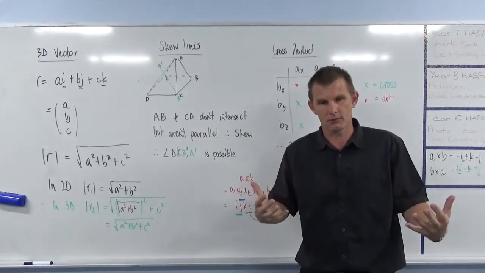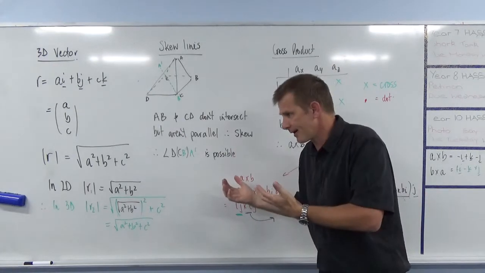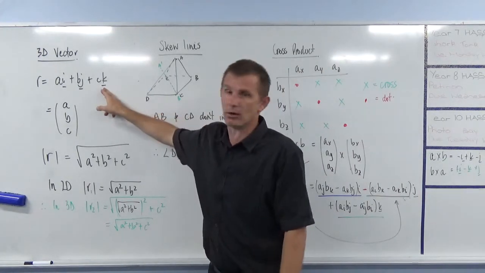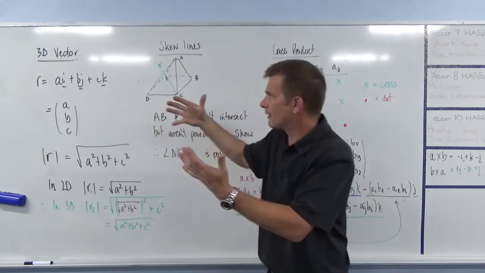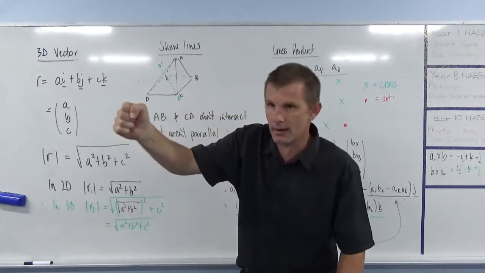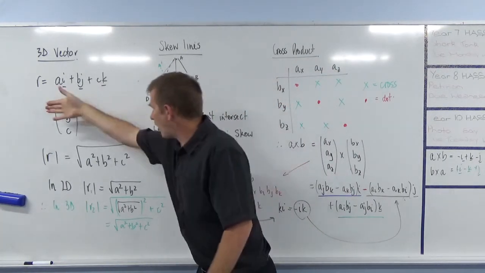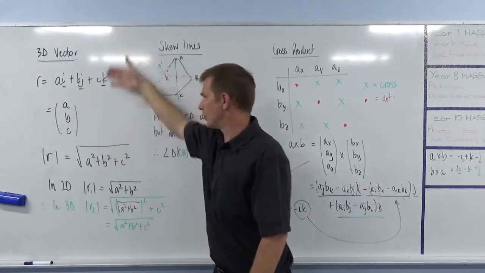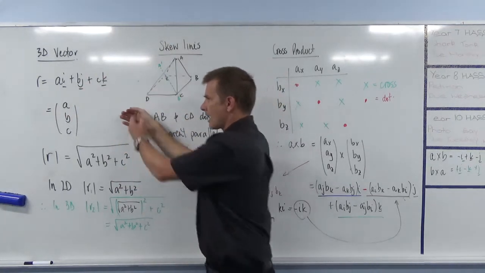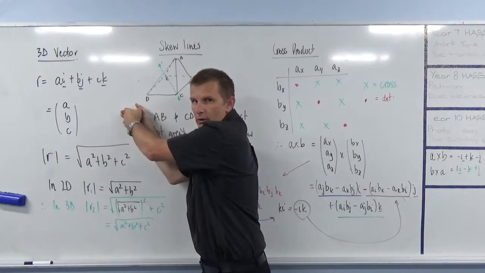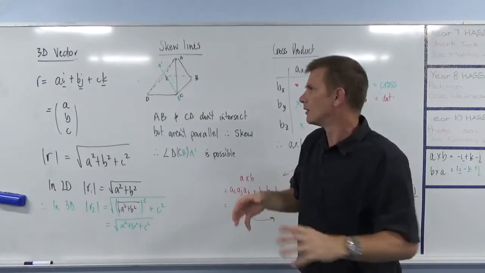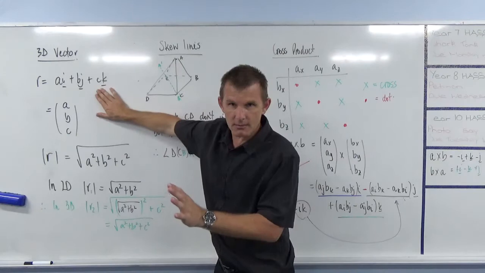Think in Cartesian form. With 3D vectors we're just bringing in the extra one, the K component, which if you like is the one that's coming in and out of the board. So I could be going this way, J could be going this way, and K is that one in and out of the board. So it's that third dimension. This is how you might write it, and that's absolutely fine.